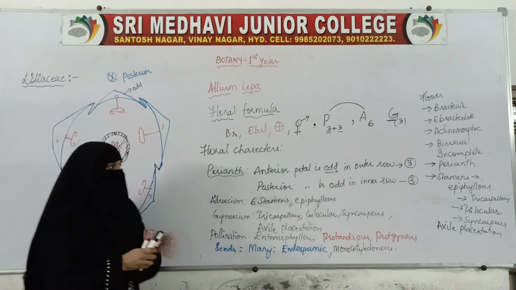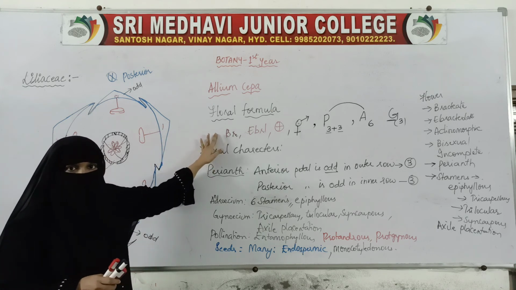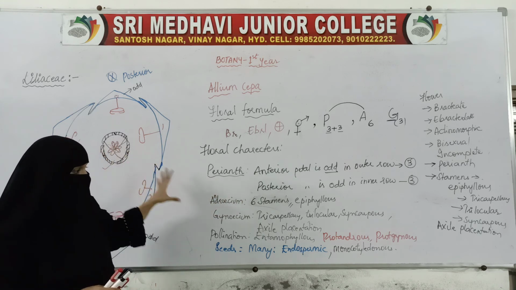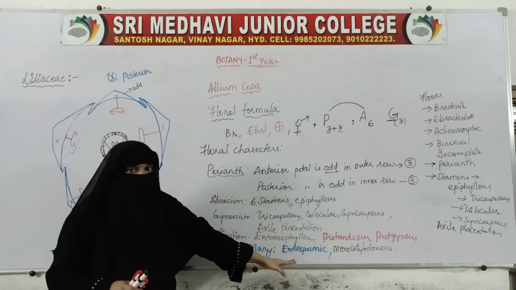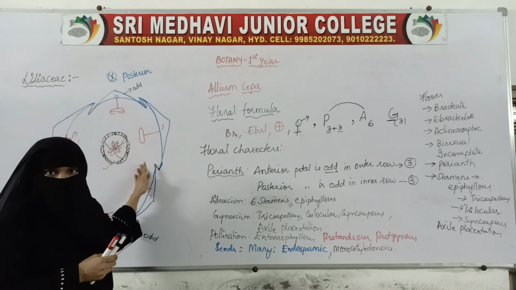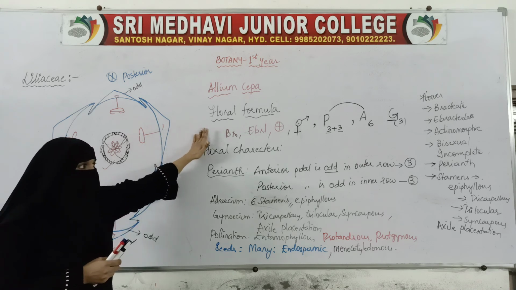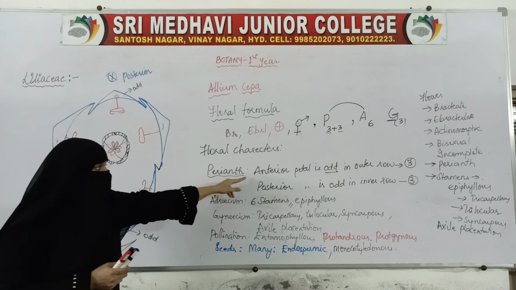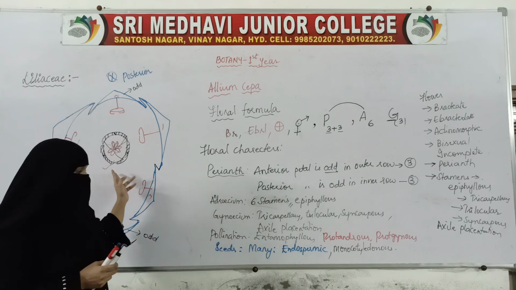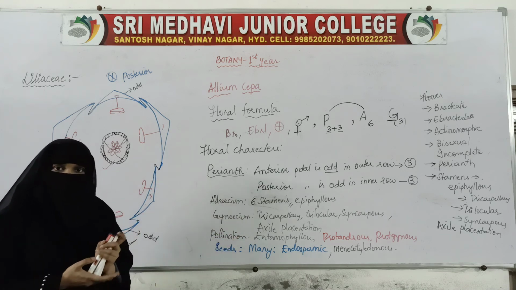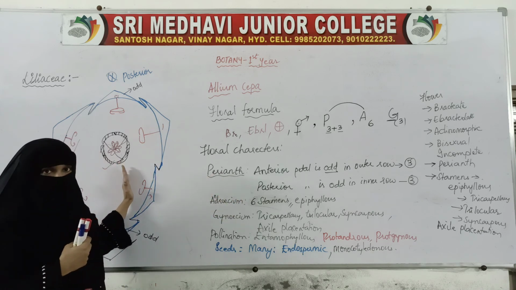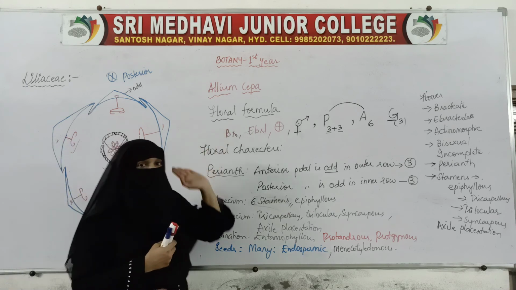So by seeing this, we have written this floral formula and we have written these characters. Some characters will not be seen in this, like monocotyledonous and endospermic, which we have to remember, but most of the characters we can write by seeing this diagram. Most of the floral characters can be written just by seeing this floral diagram or this floral formula.